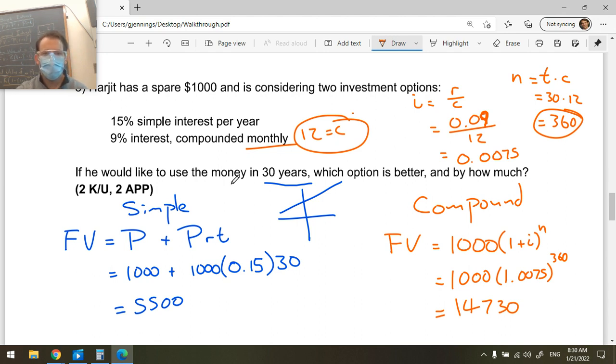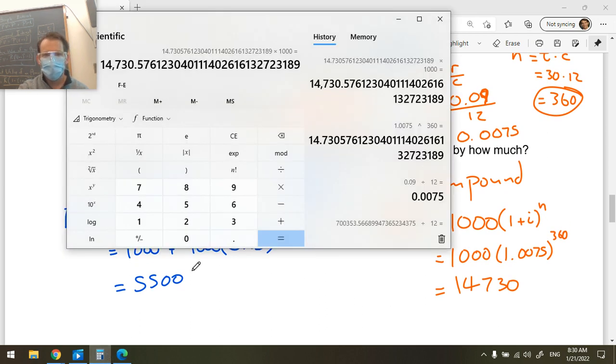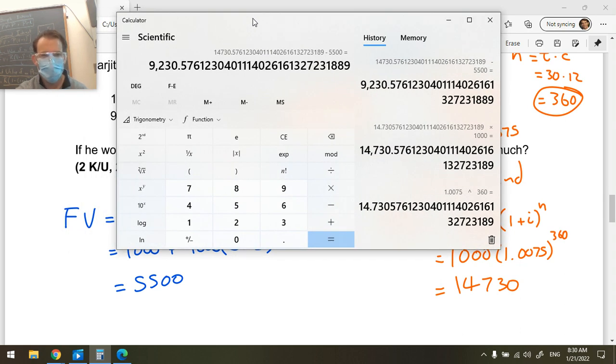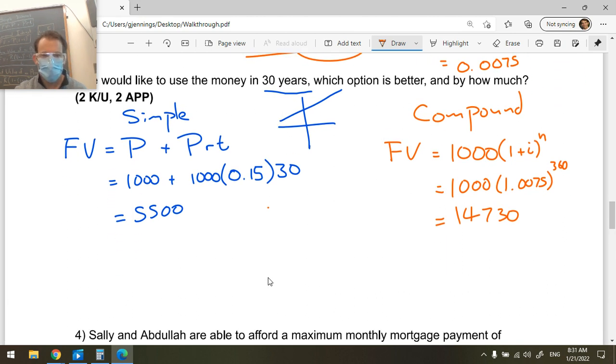So which one is better? Oh, clearly the compounding monthly 9% interest is way better than 15% simple interest, because we've got a decent amount of time for that compounding to catch up and pass it. Okay? So, great. Good news. And by how much? Well, by this amount of money, subtract how much he would have if he did simple interest. So there we go. 9,230.57. Okay, so that's fine. So this would be how much better?